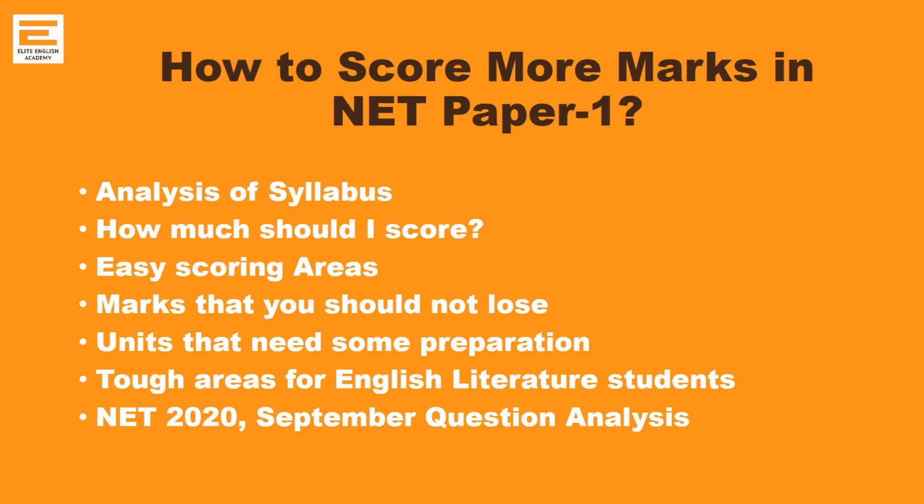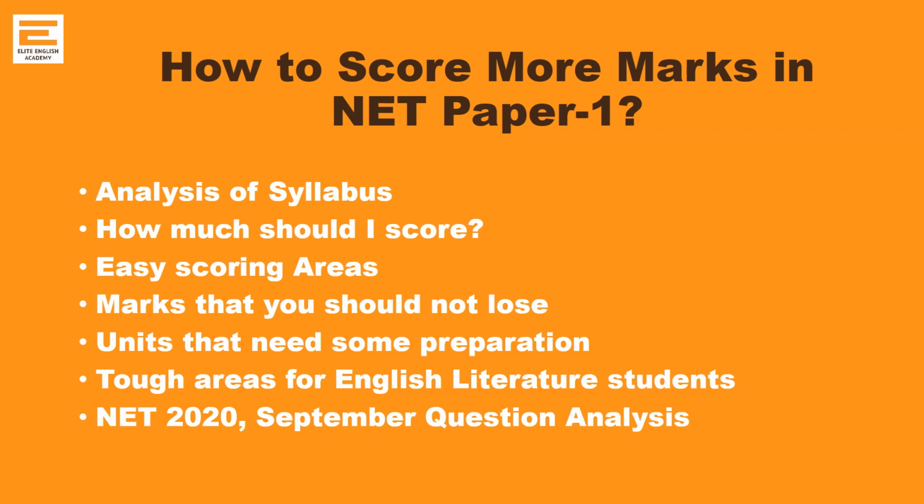Dear friends, in this video I am going to tell you how important it is for English literature students to score more marks in paper 1. So many students individually score reasonably good marks. That is, they clear the paper. 20 questions they get correct in paper 1 and 40 questions they get correct in paper 2. So individually they get through, but in the overall percentage they couldn't reach the destination.